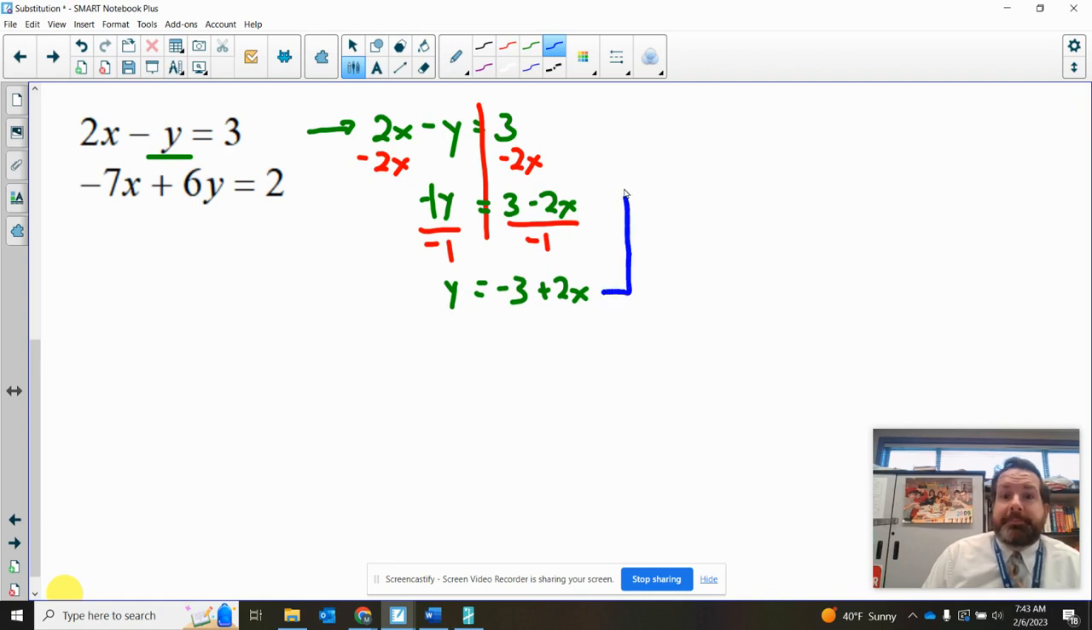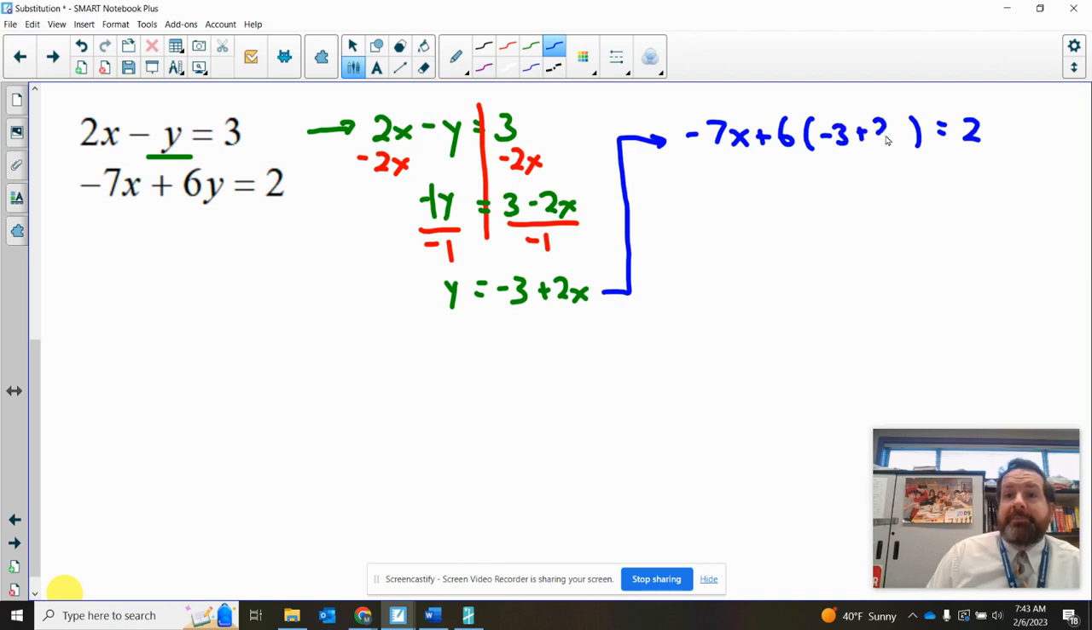Next up, I'm going to go to the other equation, and where I see the letter y, since that's what we solved for, I'm going to replace it with parentheses. So -7x plus 6y equals 2. And in those parentheses goes the equivalent expression for y. At this point, pause your video, try it yourself, unpause when you're ready to check.